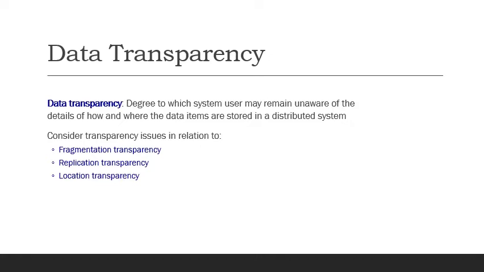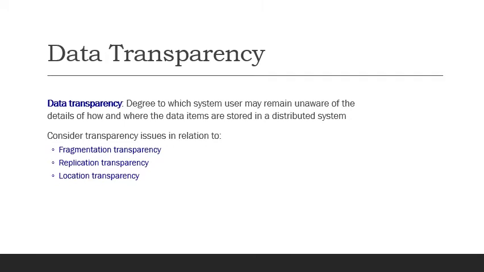First, we have fragmentation transparency. Here, users are not required to know how a relation has been fragmented. And we have replication transparency. Here, users view each data object as logically unique. The distributed system may replicate an object to increase either system performance or data availability. Users do not have to be concerned with what data objects have been replicated or where replicas have been placed.